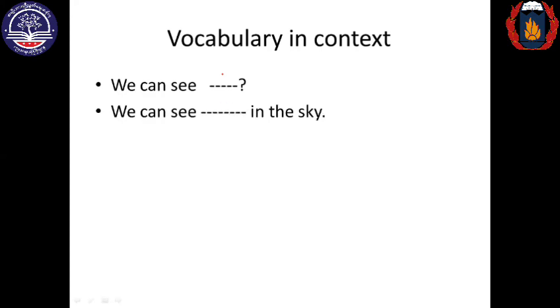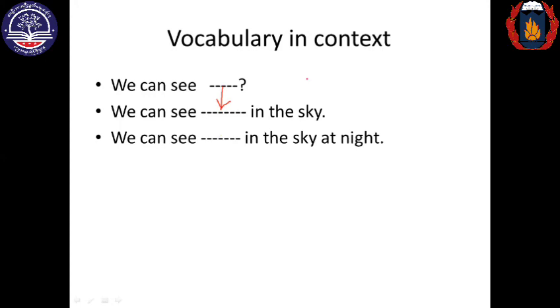When we add "in the sky," we can guess what we can see. We can see the moon, the star, the sun, the car, the airplane, the bus. Then what can we see in the sky at night? Because of "at night," we can see the moon and the star. We cannot see the sun.